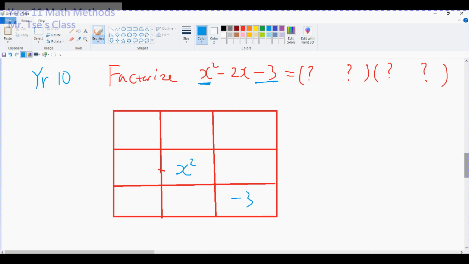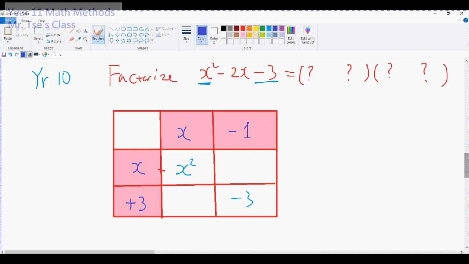Okay, then you need to work on these 4 cells. So then you need to think about how can I get two things multiplied together equals x squared. Then you say, oh, okay, so it must be x times x. So x times x, it's all good. Then how can I get two things multiplied together equals minus 3? So you can say, okay, how about I got minus 1 but plus 3? Would that work? Let's see.